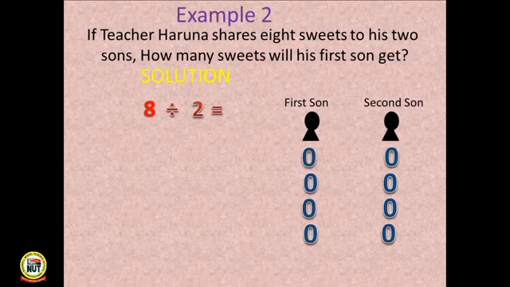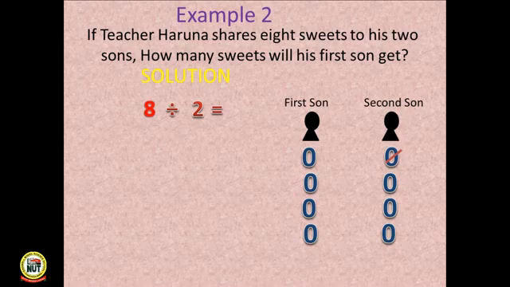Now I want to find out how many sweets his first son will get, and how many sweets the second son will equally get. Are you together? All right. So let's move on. Very good. So we're counting for the second son. Teacher Haruna's second son. We're going to count how many sweets his second son will get. But remember the question is, how many sweets will his first son get? Are you together? Very good. We're going to count for the 2 of them anyway, and then we'll find out.